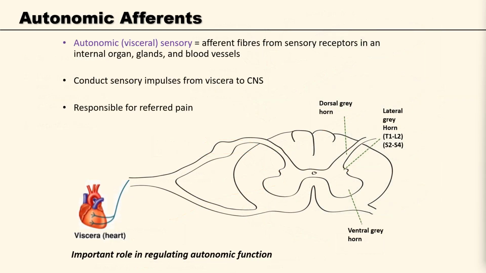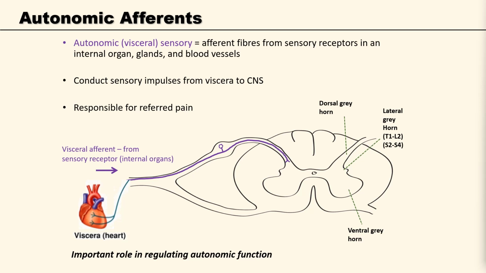Let's have a quick look at autonomic afferents now. These are not sympathetic or parasympathetic fibres. They are sensory fibres that come from the organs and therefore play a huge role in sending feedback to the CNS about the state of the organ. These sensory fibres, or visceral afferent fibres, travel from the organ through the dorsal root and synapse in the dorsal grey horn.